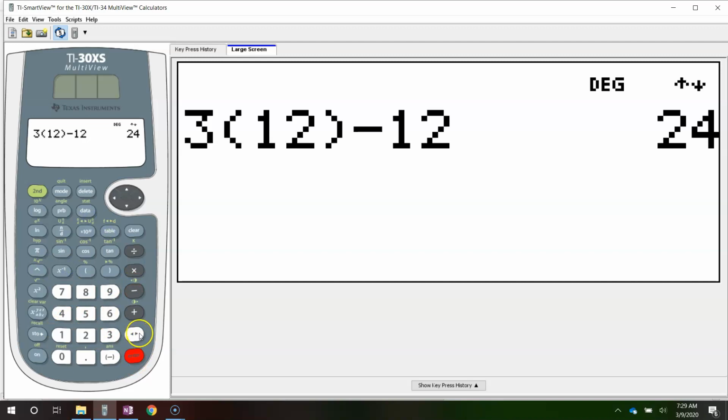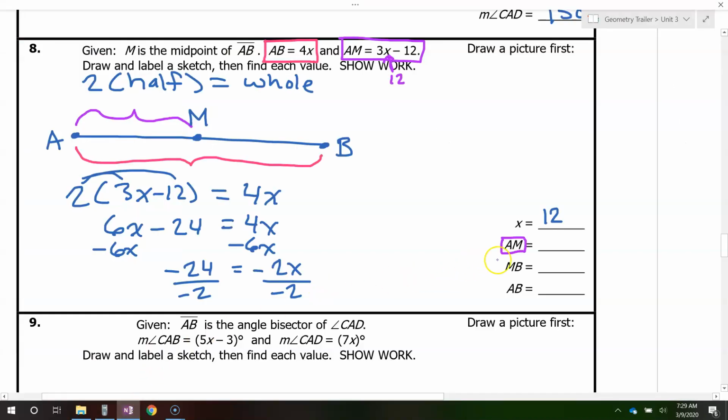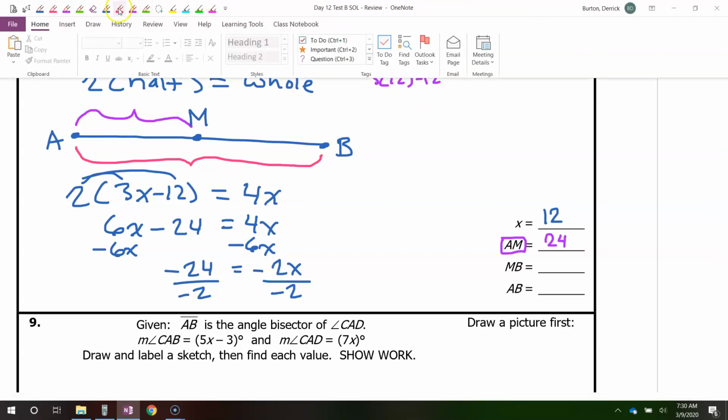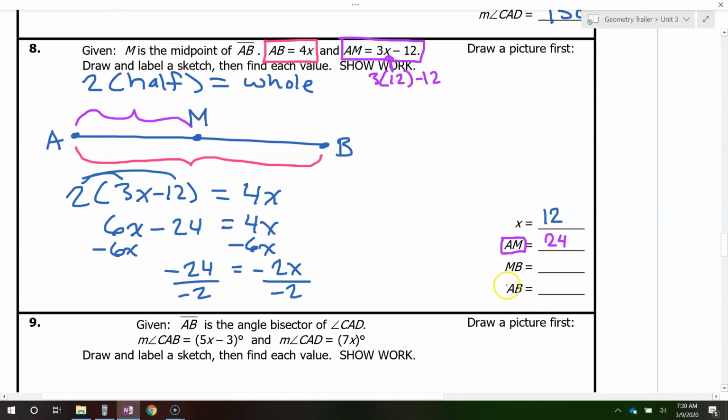So that's going to be 24. Okay, maybe I should just show that real quick. 3 times 12 minus 12. And so if I want to find AB, okay, that's here in red.